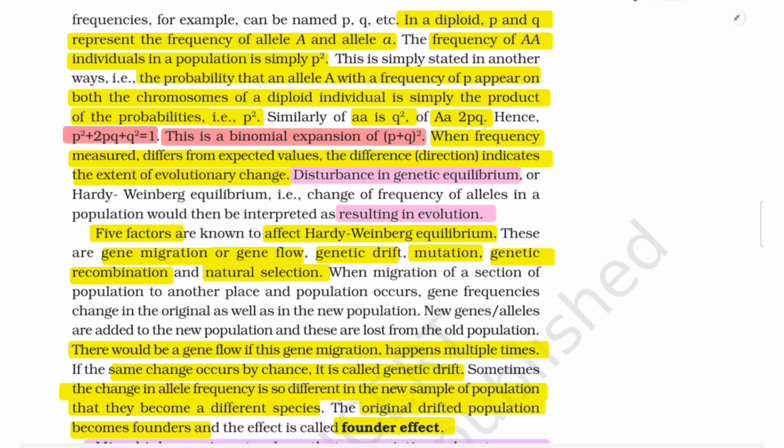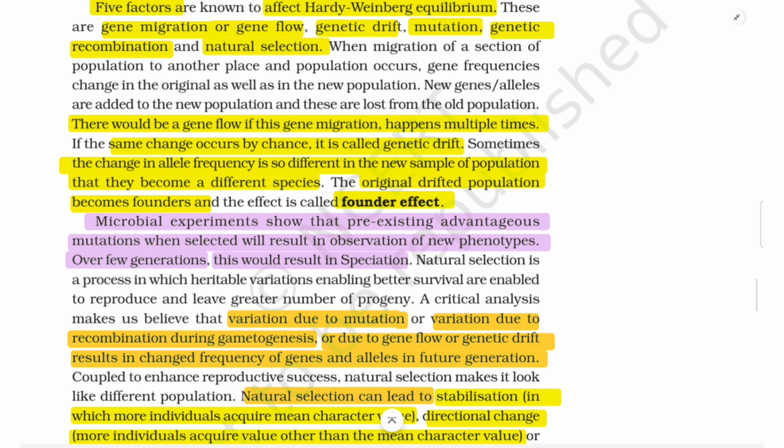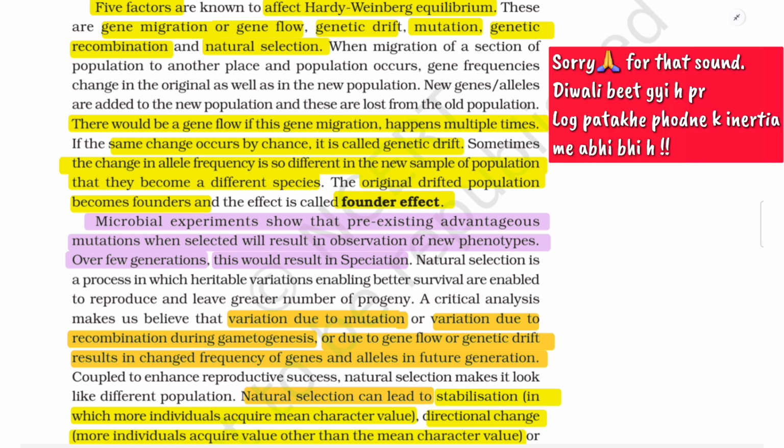When the measured frequency differs from expected values, the difference's direction indicates the extent of evolutionary change. Disturbance in genetic equilibrium or Hardy-Weinberg equilibrium, that is, change of frequency of alleles in a population, would then be interpreted as resulting in evolution. Five factors are known to affect Hardy-Weinberg equilibrium. These are gene migration or gene flow, genetic drift, mutation, genetic recombination, and natural selection.